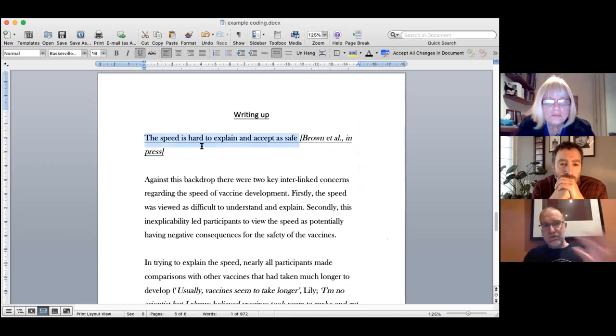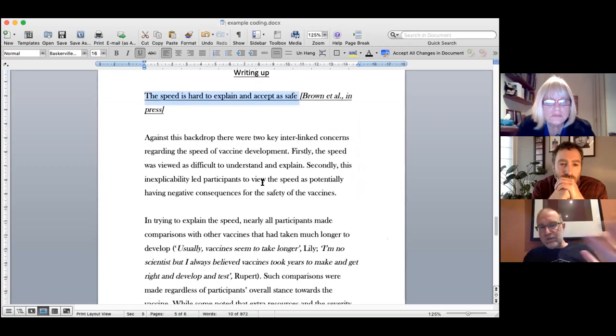You end up with a theme like, the speed is hard to explain and accept as safe, which is engaging with the data to present a view. It's a view from a particular perspective, the researcher's perspective. It's saying, if you stand over here and look at the data the way that I see it, this is a plausible and interesting way of learning from the participants' experience about what matters to them and what meaning they take from it.